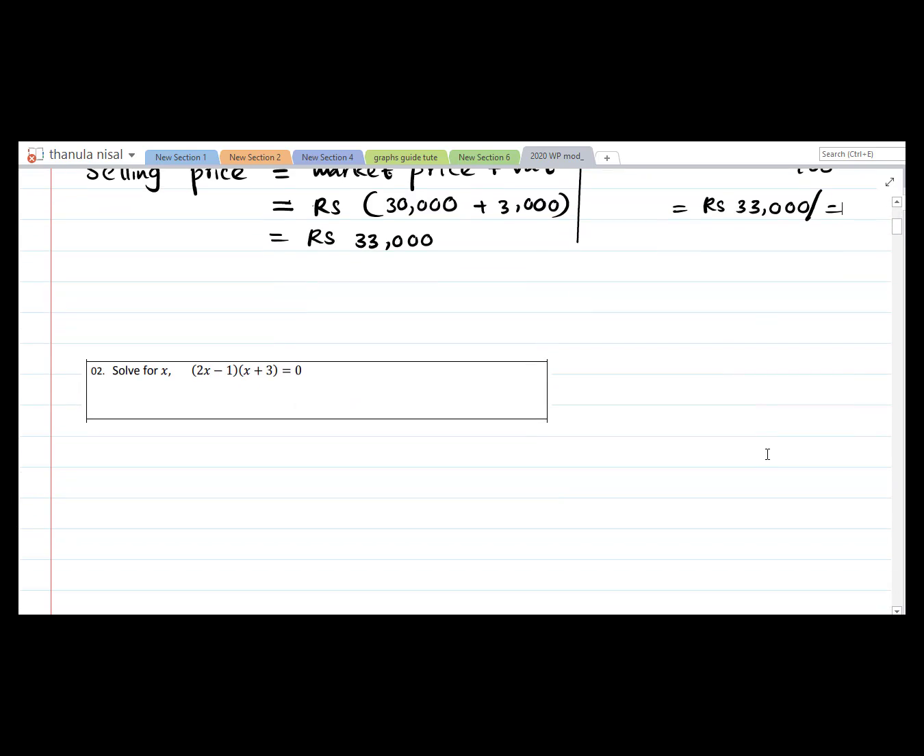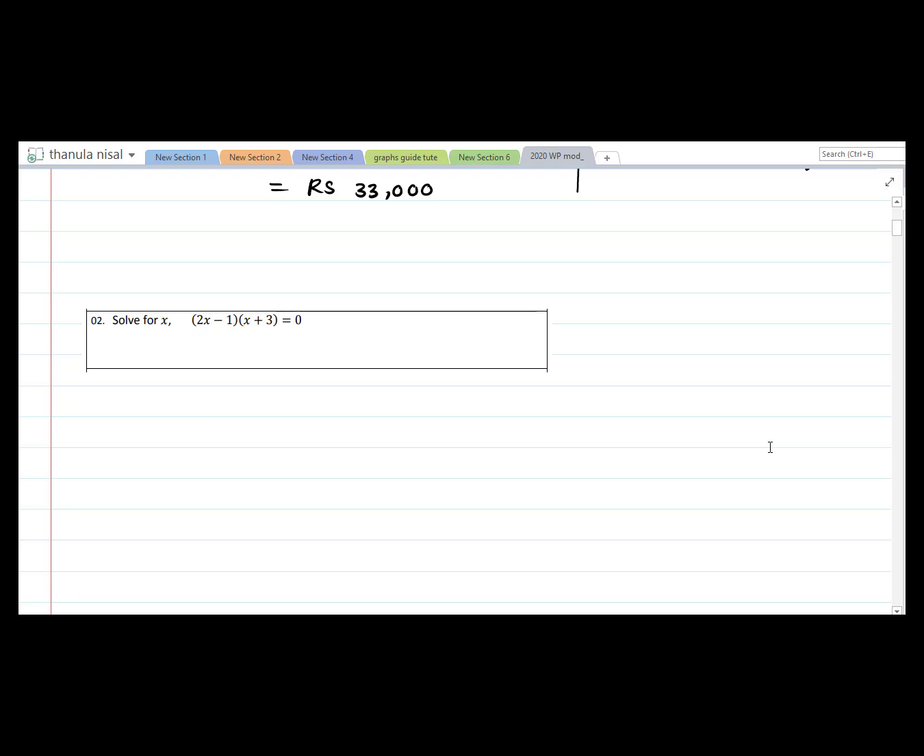They are asking us to solve this kind of equation. This is a quadratic equation. Why? Here can you see, an x term is there, another x term is there. When those two terms are multiplied, we can have an x squared term. That means this is a quadratic equation.